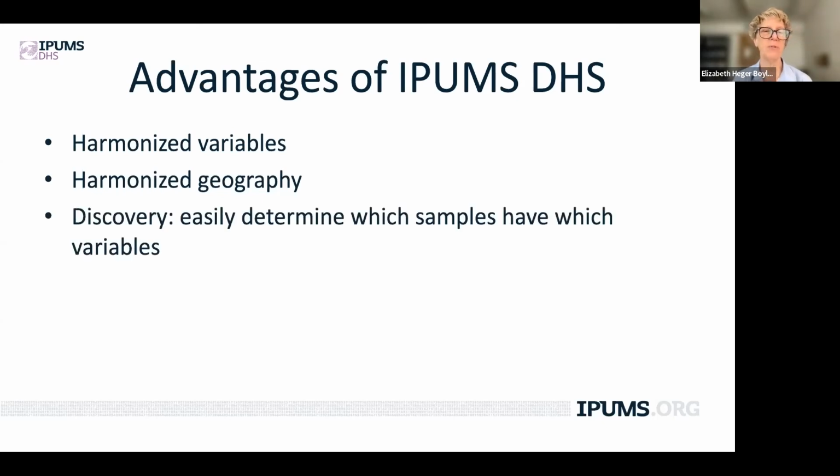Another advantage of IPUMS DHS besides harmonization is data discovery. So it's easy to determine which samples have which variables. And as I mentioned, there's 3 different kinds of contraceptive calendars. And so it's really nice to know whether or not you've got one of the ones that only talks about births, pregnancies, and contraceptive use, or whether you're dealing with a survey that has all of those different variables, such as reasons for discontinuation.